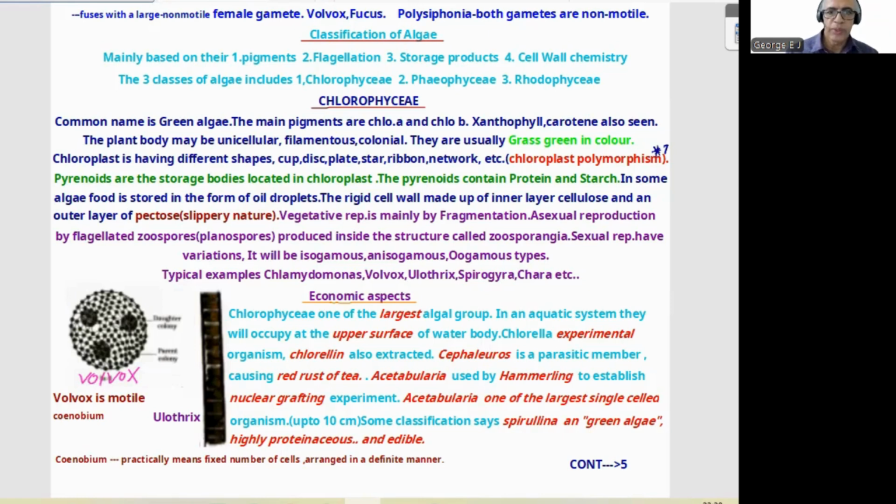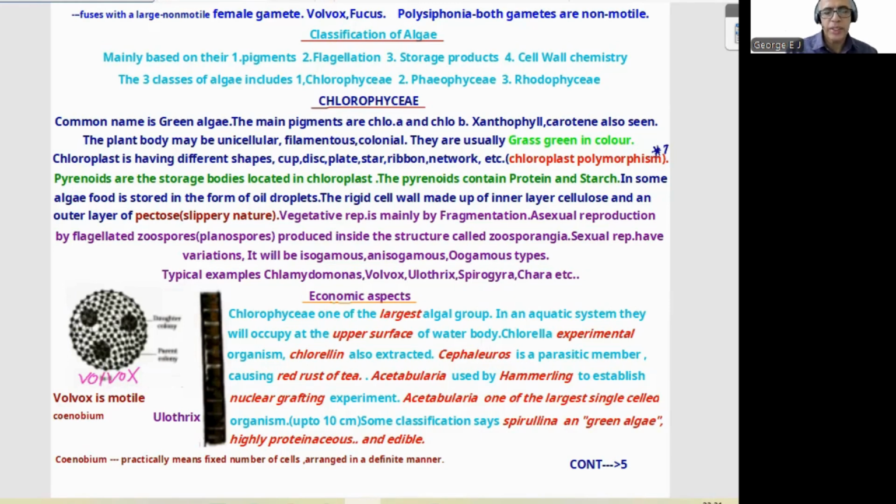So first is Chlorophyceae. Common name is green algae. Main pigments: chlorophyll A, chlorophyll B, xanthophyll, carotene. A and B are main. Plant body may be unicellular, filamentous, colonial, etc. And the color of the body is usually grass green. Chloroplasts have different shapes: cup, disc, plate, star, ribbon, network. This phenomenon is called chloroplast polymorphism. The diagrams of different shapes are on page number 7. When we reach there, I will show you.